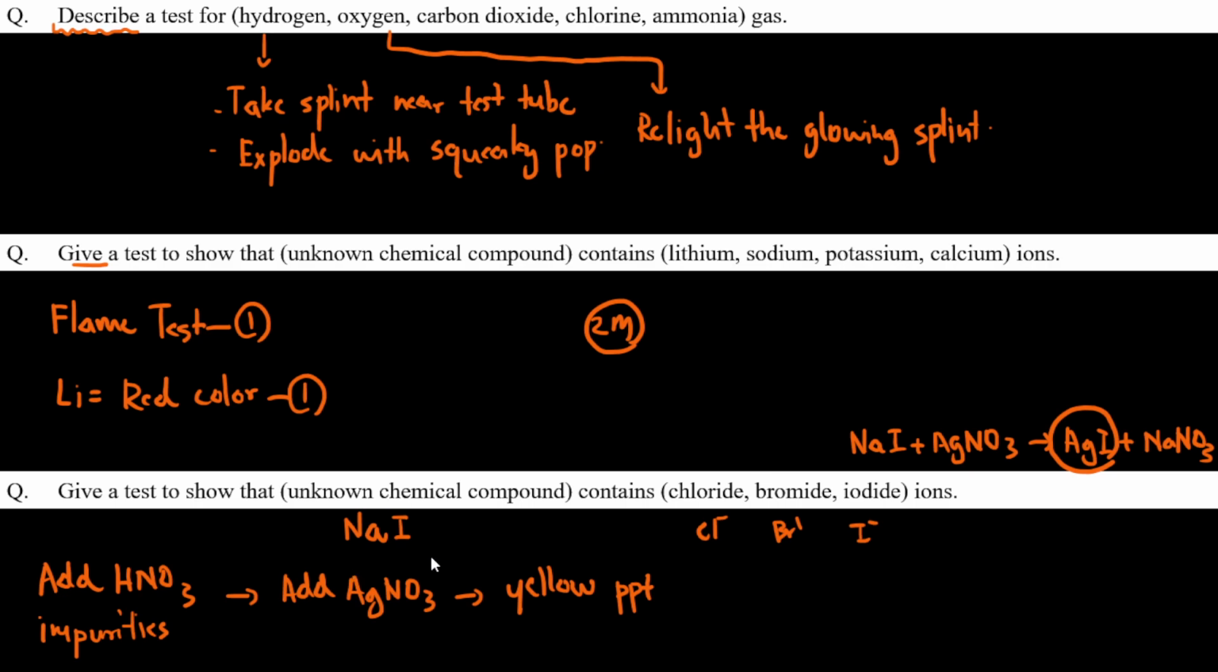So if you have, let's say, NaCl, what precipitate color is going to form? It's going to form a white precipitate. But your description of your test should include adding dilute nitric acid as your first step to remove impurities, the second step is to add silver nitrate, and the third step is to write down whichever precipitate you form. In this case, it is silver chloride, and you need to mention the color of the precipitate.